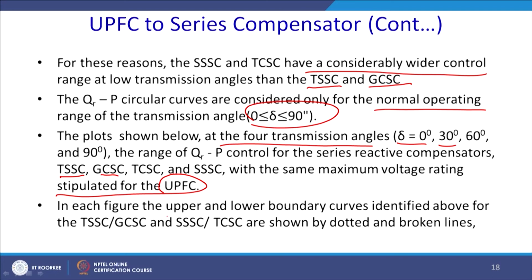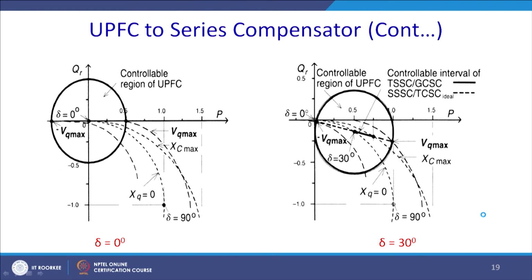Each figure of the upper and lower boundary curves is defined above. For the TSSC, GCSC, SSSC and TCSC, they are shown by the dotted and broken lines. So, this is something you will see. This circle is essentially the control area of the UPFC, and this is basically Q max, thus this is the control area of the SSSC.